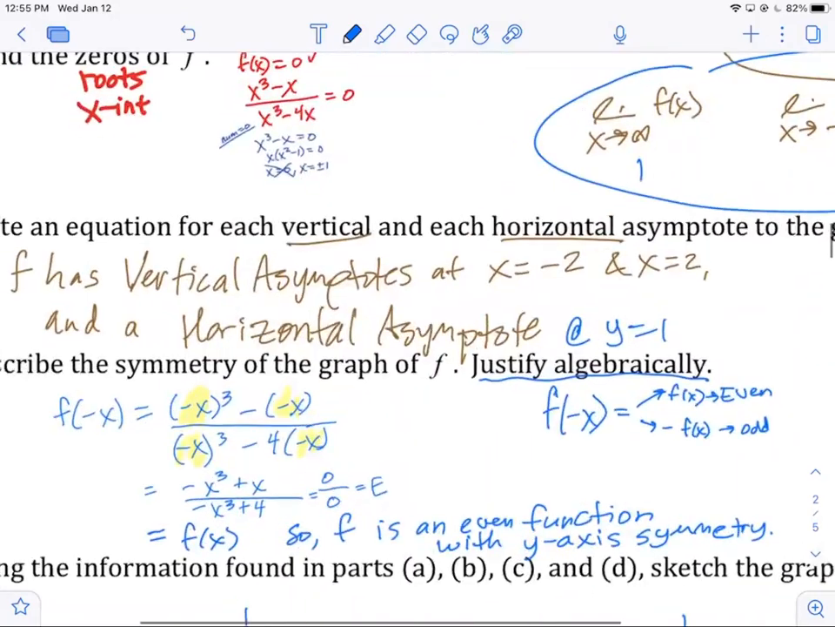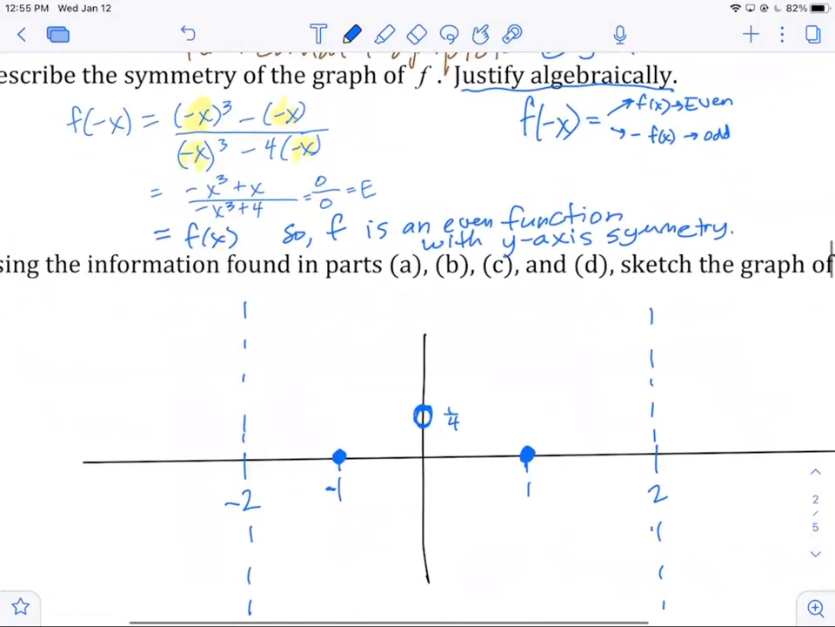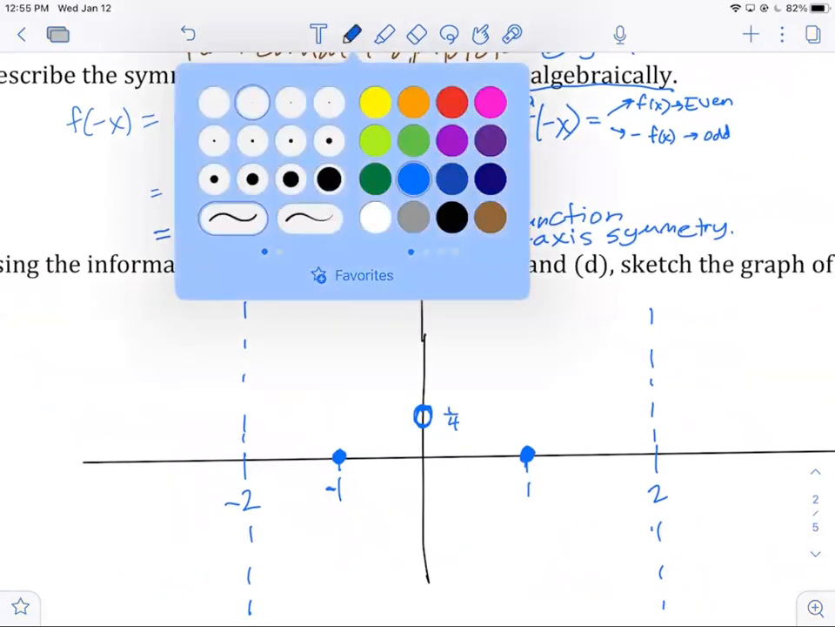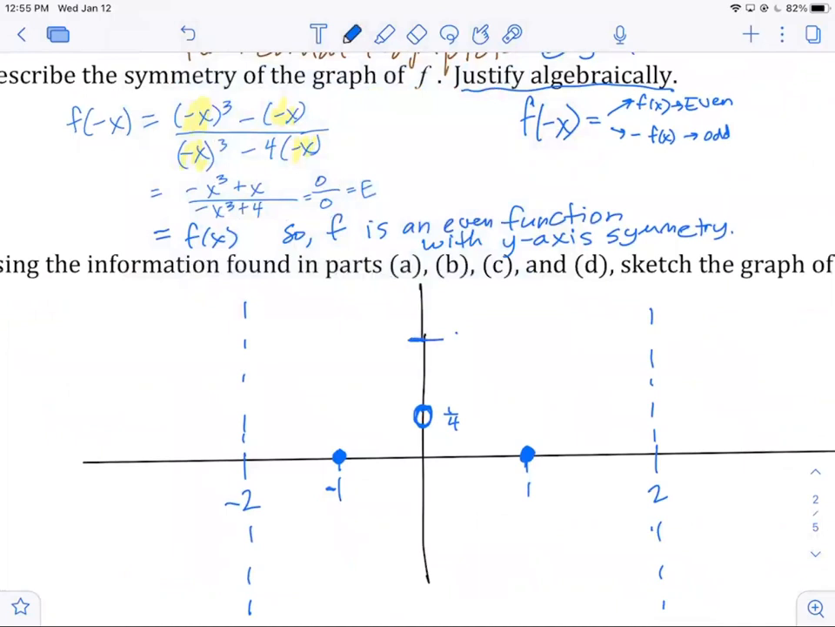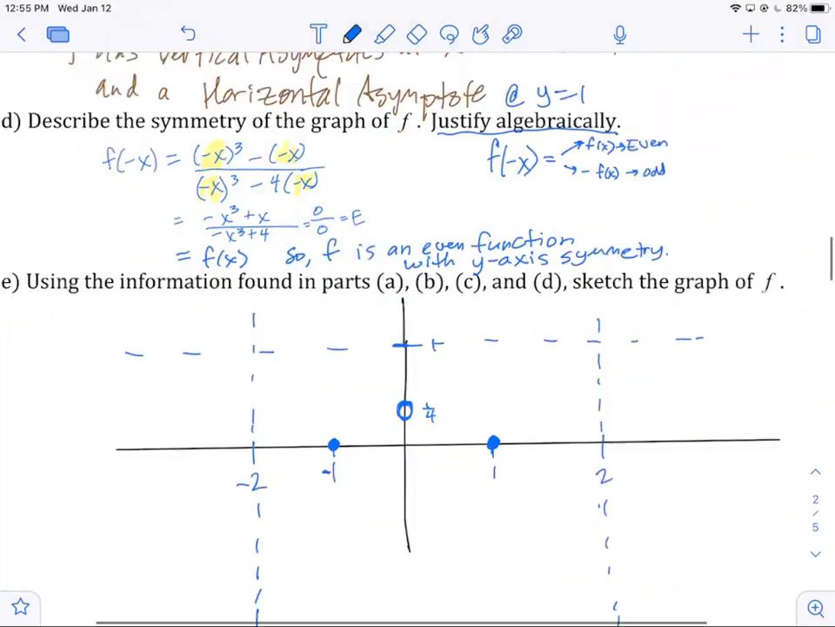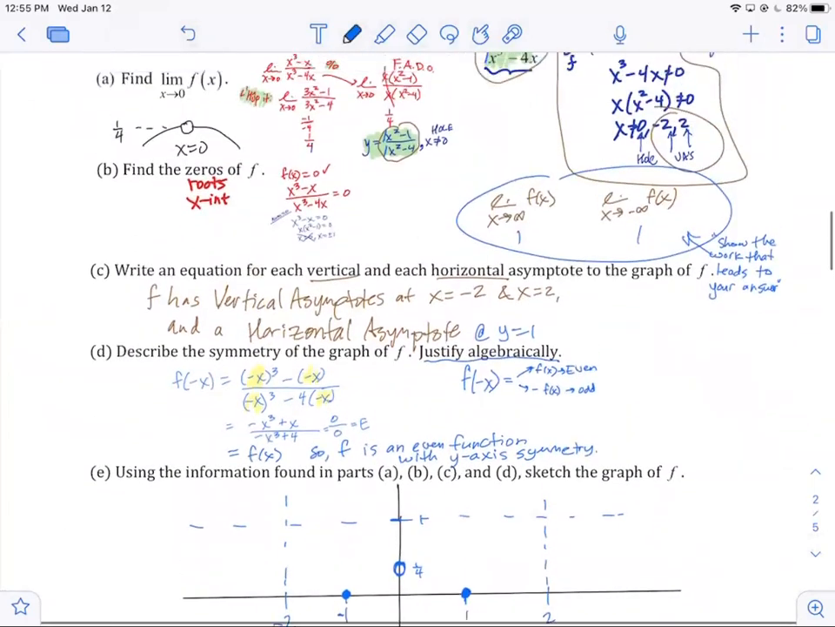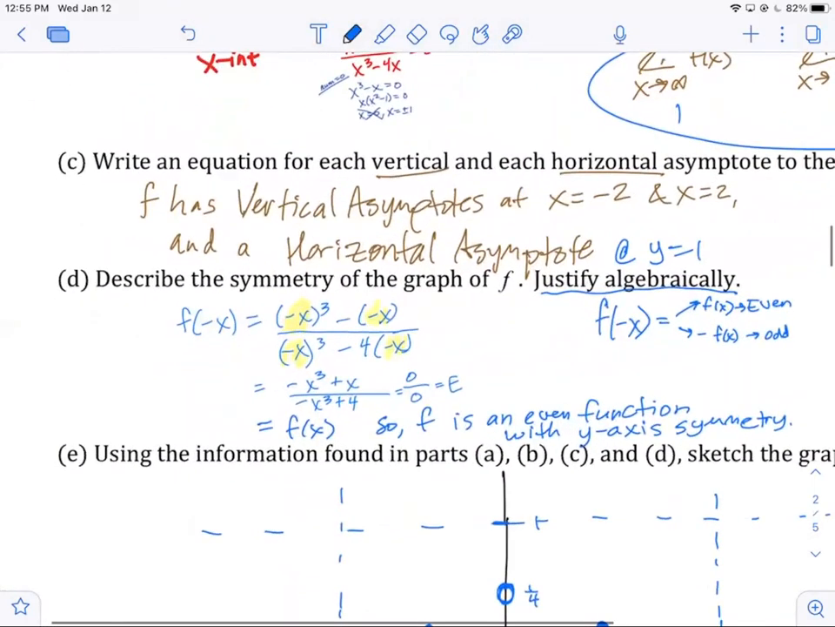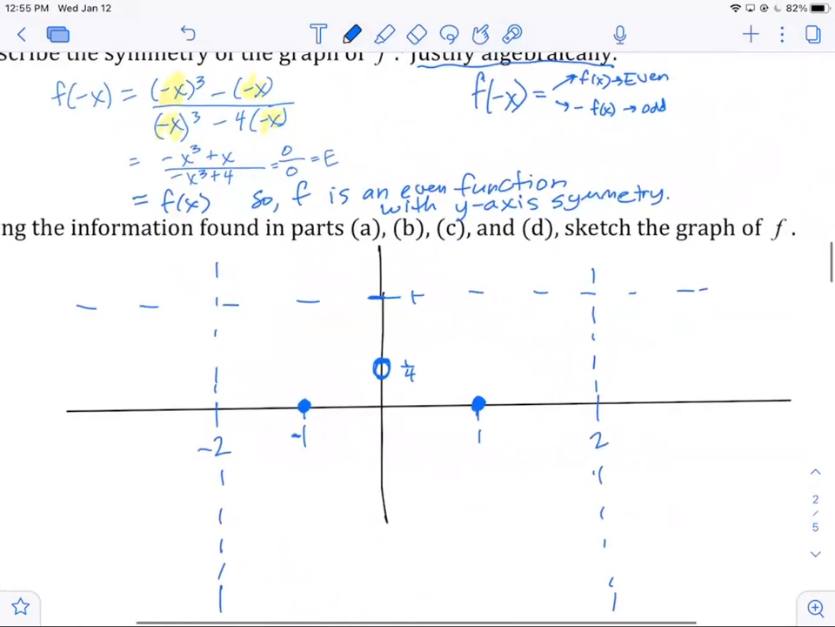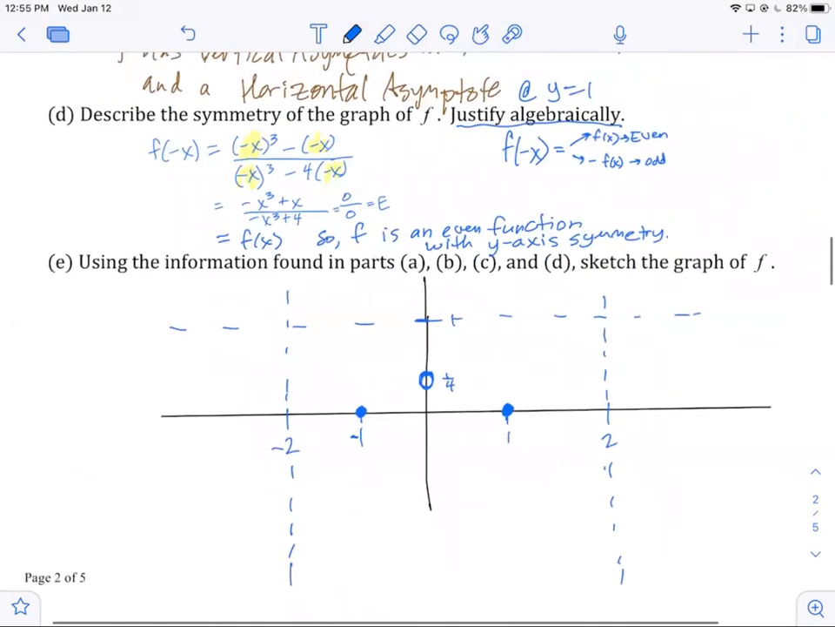All right. And there was another thing we found out there. There was a horizontal asymptote at 1. So let me extend my graph up here. Okay, here's 1. I'm going to call that 1. Hey, so far so good. Looking good. And then what did I find over here? Symmetry. Okay, so it looks like it could be symmetric, right? Easily. That's why it said to justify algebraically.